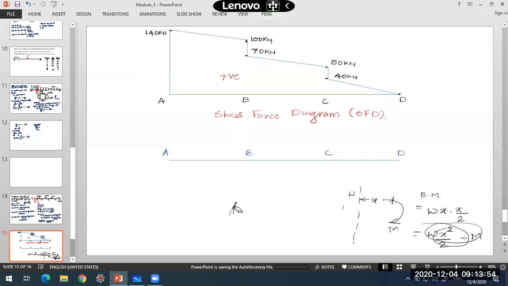In the case of shear force, what will be the variation? It will be linear because it will be just 20 into x.